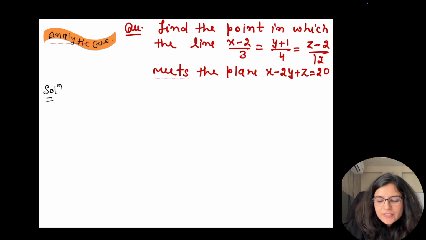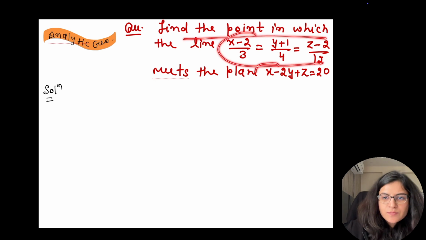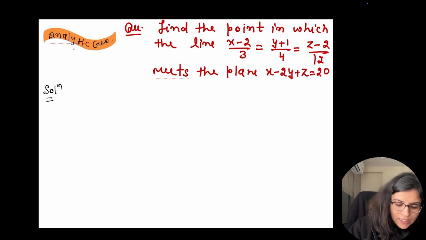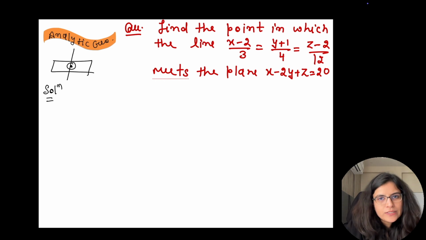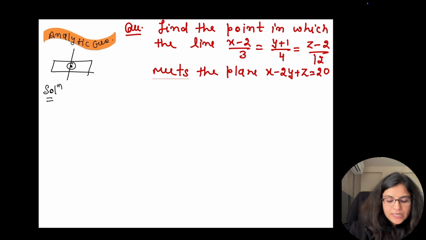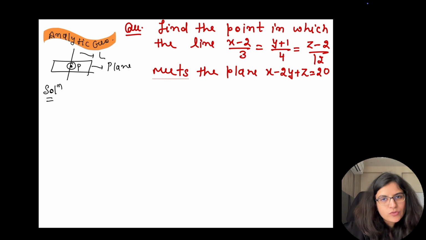Now this is our next question. Find the point in which this line meets this plane. So there is a line which is intersecting the plane. You have to find their point of intersection. So the concept behind it is that the point lies on the line as well as it lies on the plane. This point P lies on the line as well as it lies on the plane.